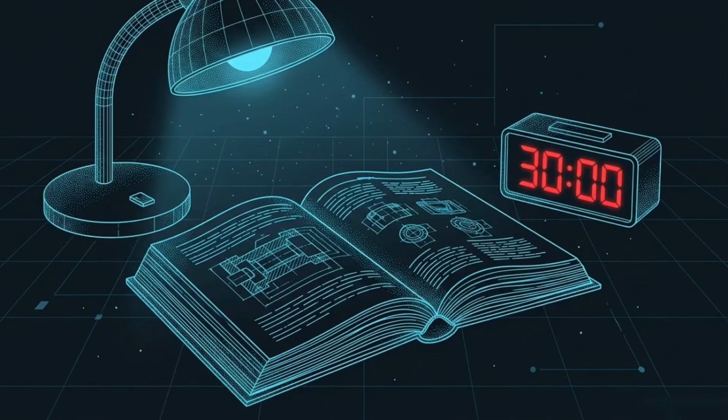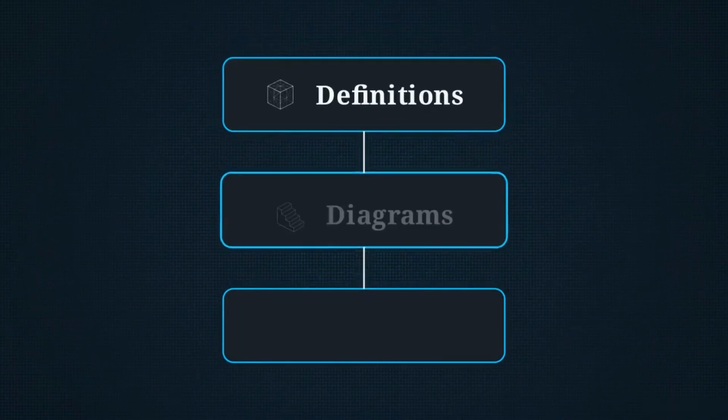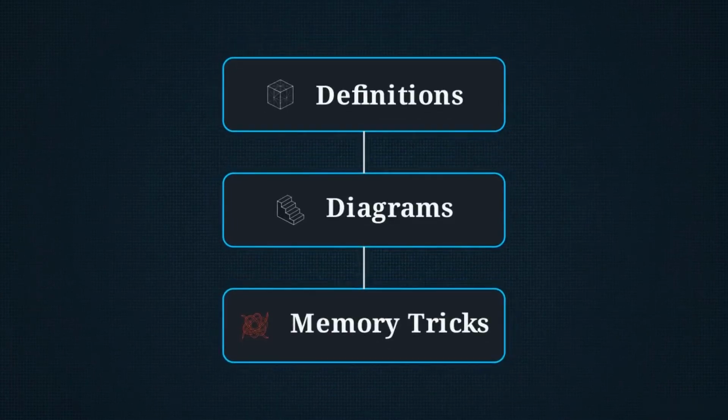Your software engineering exam starts in exactly 30 minutes, and you are staring down a 250-page textbook. We are going to compress that entire unit into a single structured mental framework of definitions, diagrams, and memory tricks.